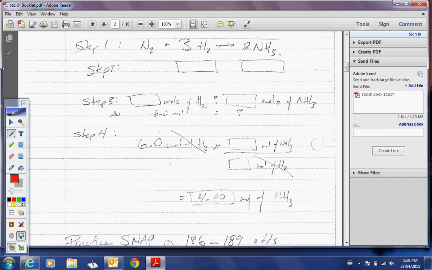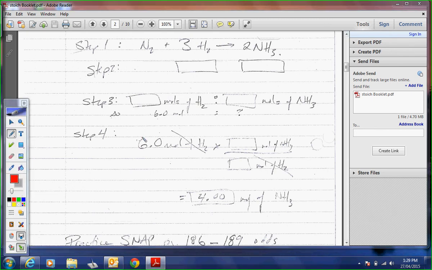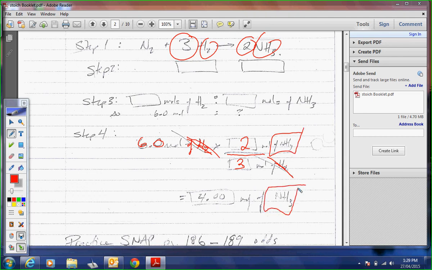In our question, we had 6 moles given to us of H2, and my ratio, 3 of H2, 2 of NH3. I want the H2s to cancel out. So I'm going to put the number for the H2 down here. So that's a big 3 from the balance. And the NH3 is going to go up there because that's what I want to end up with. And then my H2s cancel out, and I'm left with the ammonia, which is what I want my answer to be in. And so I take the number 6, I multiply that by 2, and divide that by 3.